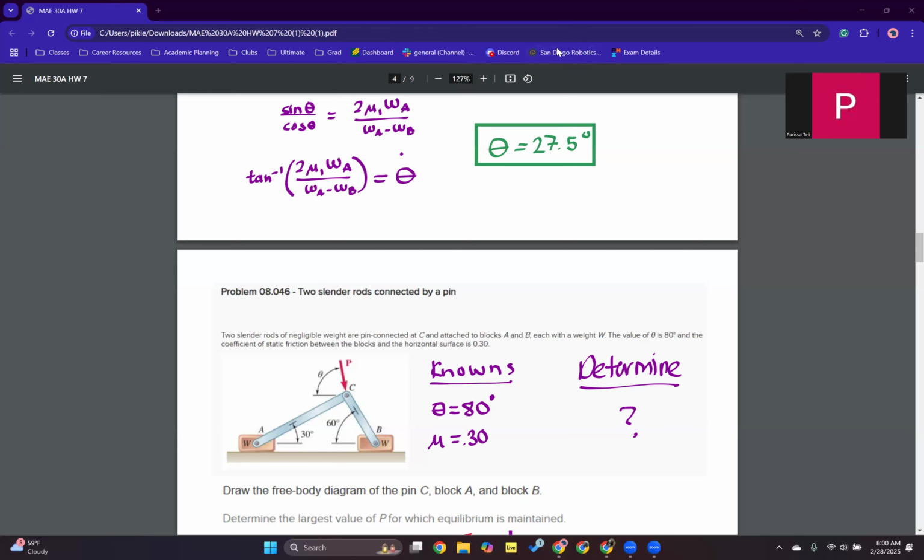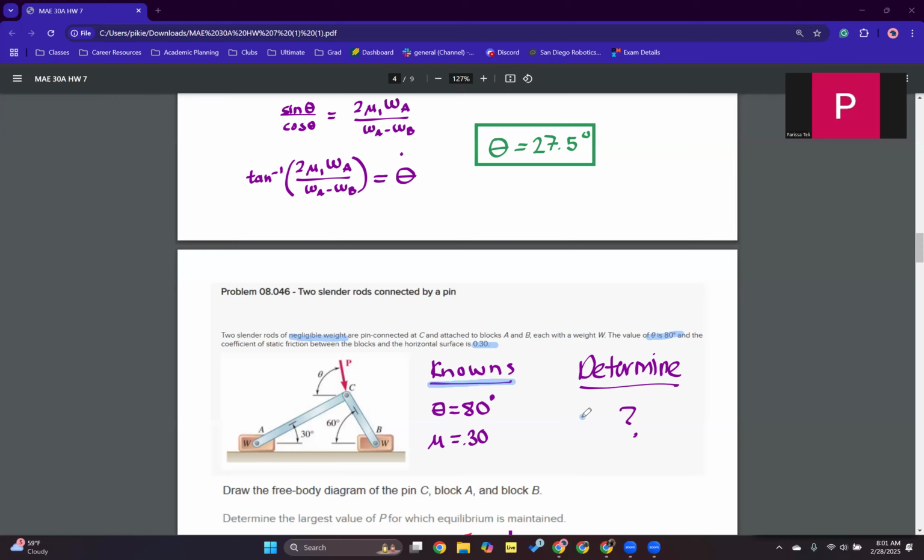So once again, before we start, it's a good idea to go through the problem and figure out what we actually know about this. So we can go through and note assumptions. One major assumption is that the rods are slender and of negligible weight. We also can note that the value of theta is 80 and that the coefficient of static friction is 0.3. So using that information, we can fill out our little knowns table here. So we know that theta equals 80, mu equals 0.3. And then we need to determine the largest value of P.